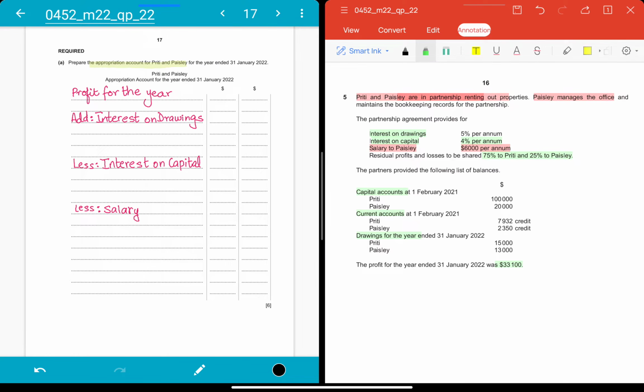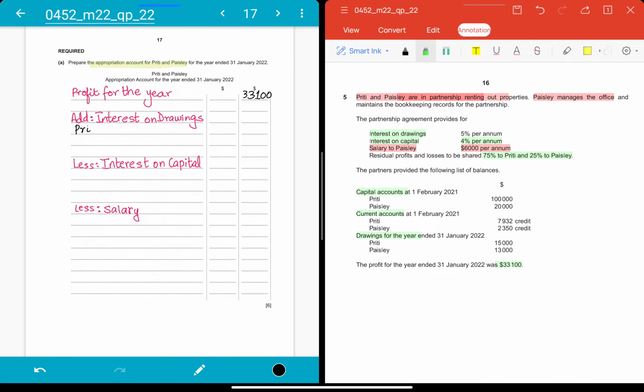We'll start with the profit for the year. It is only a 6-mark question, 6 marks part, as you can see. It will be 33,100 as the profit for the year, and this is coming from the income statement, the general income statement that we make for sole traders as well, and for partnerships it is a similar method. We have written the profit for the year. The first thing in the format is that you add the interest on drawings.